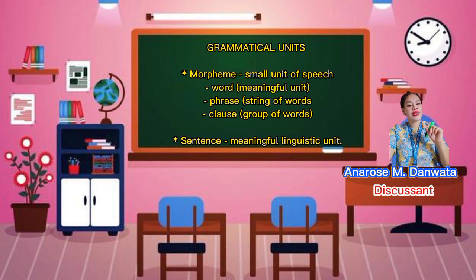Now, let us proceed to the grammatical units. First, let us study what a morpheme is. A morpheme is the smallest unit of speech. It includes the word and the phrase. A word is a meaningful unit. A phrase is a string of words. Those are under the morpheme. Again, a morpheme is the smallest unit of speech.